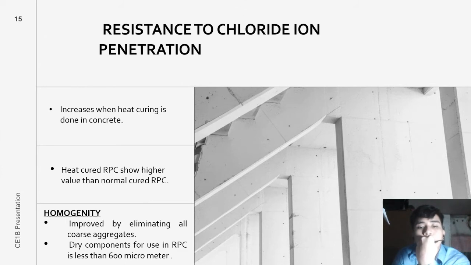Dry components for use in RPC are less than 600 micrometer. 600 micrometer implies the low permeability or non-permeability of RPC because of the presence of silica fume, which fills the voids inside the concrete.